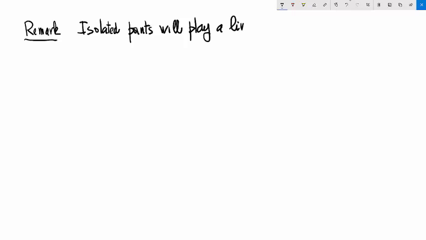The first remark that I would like to make is the following: isolated points will play a limited role in the concept of limit.